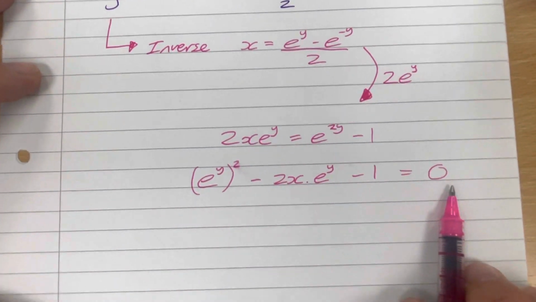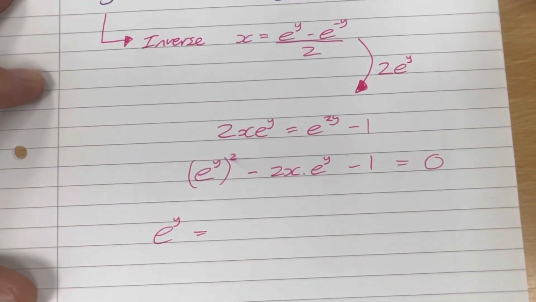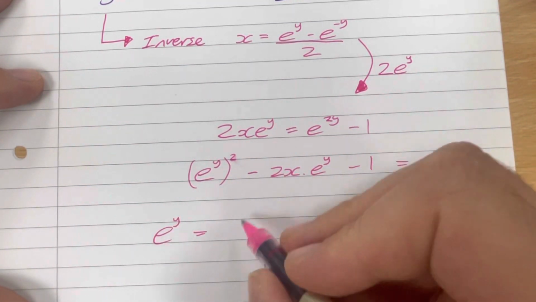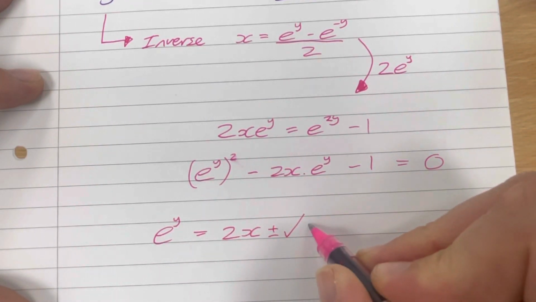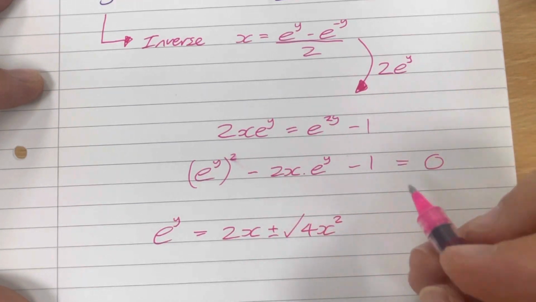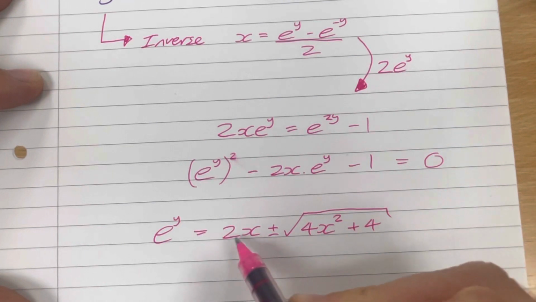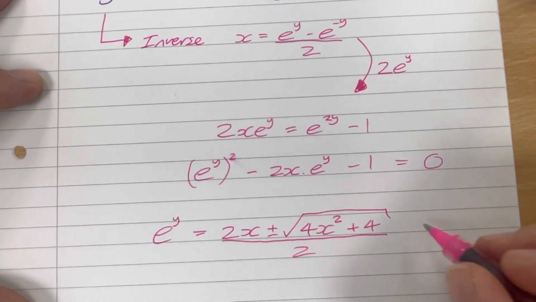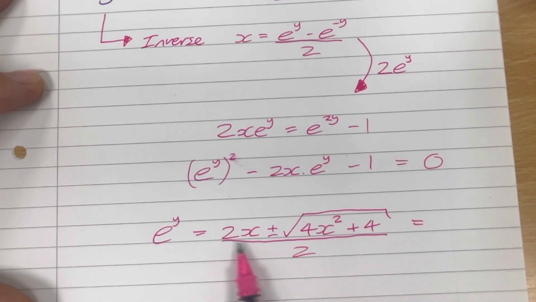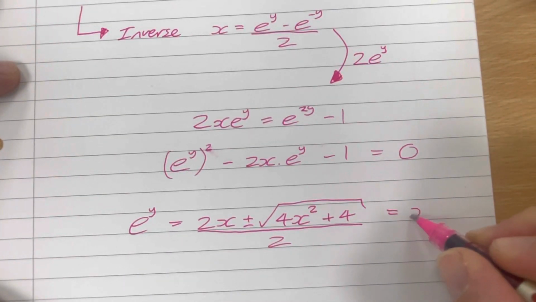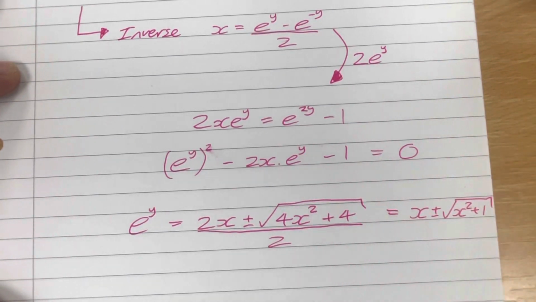To solve this quadratic equation, I'm going to use the quadratic formula. So that's e to the y equals, because it is a quadratic in e to the y, minus b, so that's positive 2x, plus or minus the square root of b squared, which is 4x squared, minus 4ac, that's going to be positive. And then that's all divided by 2a. I can pull a 4 out from this square root, that'll cancel with the 2 on the bottom. That 2 there will cancel with the 2 on the bottom. So I'm left with x plus or minus the square root of x squared plus 1. So there's my solution to this quadratic.